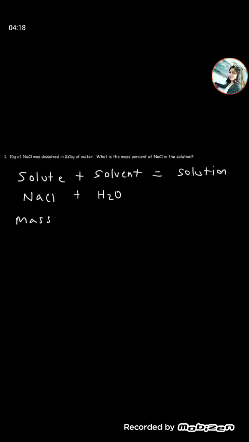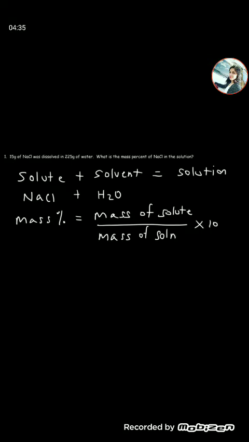NaCl is 15 gram, so mass of solute is 15 gram, and mass of solvent is 225 gram. We know solute plus solvent equals solution. Now we write the formula: mass percentage equals mass of solute upon mass of solution multiplied by 100%. Mass of solute is 15 gram of NaCl, upon mass of solution. For mass of solution, we add 15 plus 225, so it will be 240 grams. Now multiply by 100.